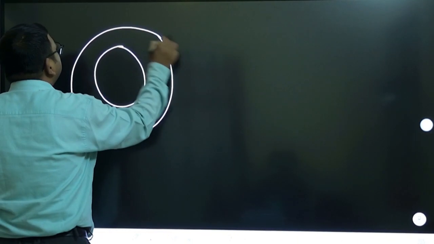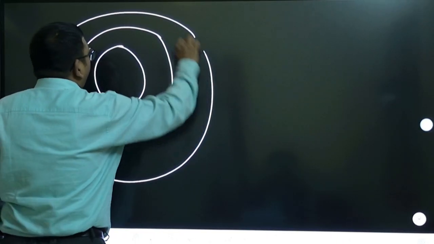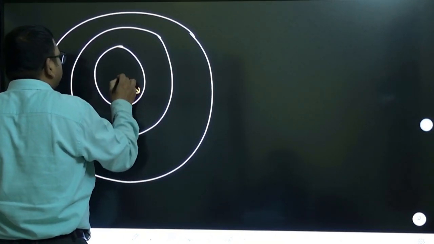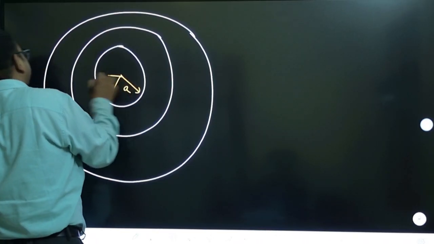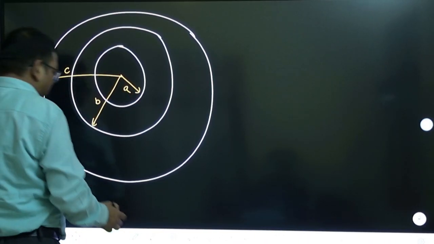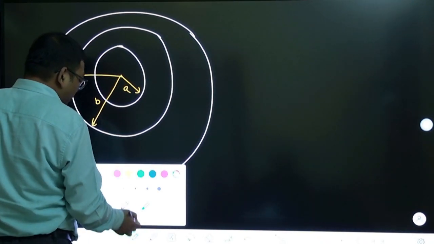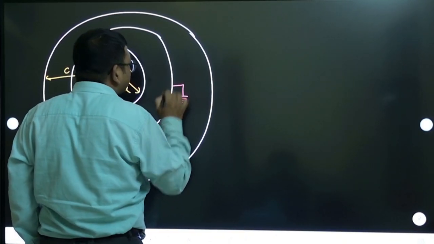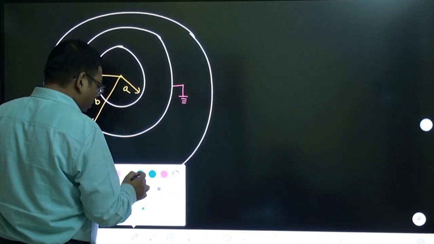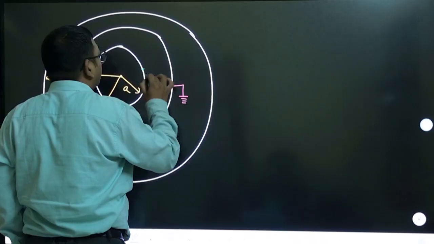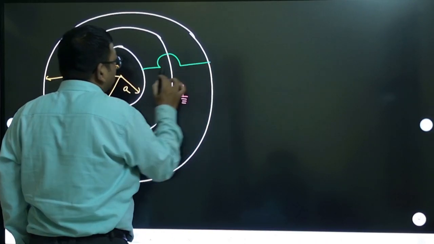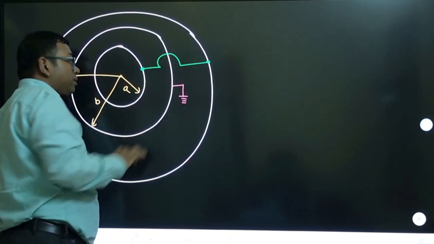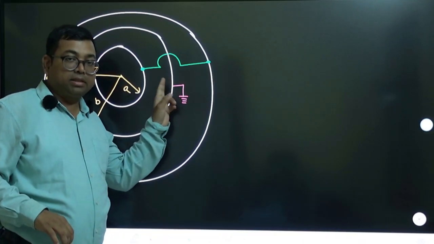Let us say now that there are three shells given, of radius A, radius B, and radius C. They are saying that the middle one is earth, the middle one is ground, and the other two are connected. Here this is a jump. Note that this wire is connecting the first and third. It is just crossing over the second one. It is not touching the second one.